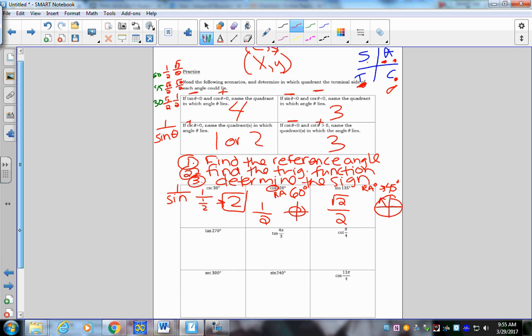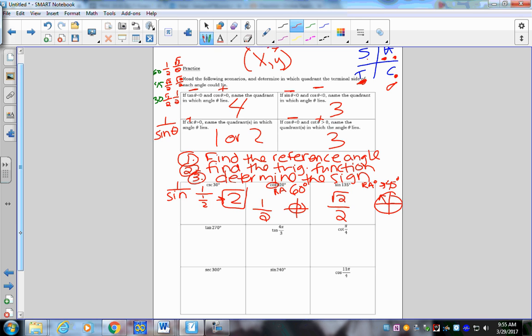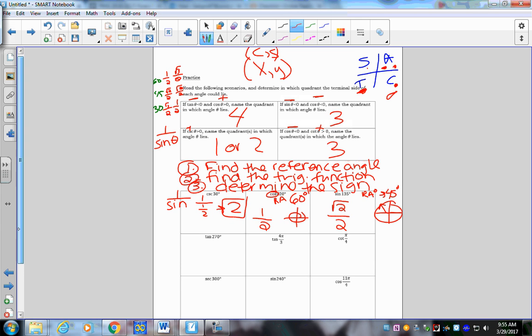All right, tangent of 270. Okay, 270, I don't need the reference angle, it's a quadrantal angle, so think about where that is. That's going to be down here at (0, -1). Tangent is y over x, sine over cosine. So it's -1/0. Wait a minute, a denominator of 0 means it's undefined. There is no tangent of 270. So undefined would be your answer.